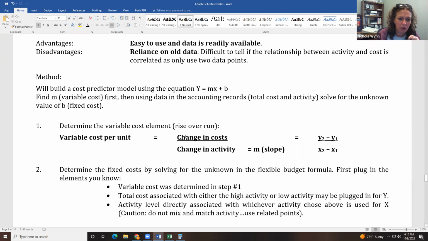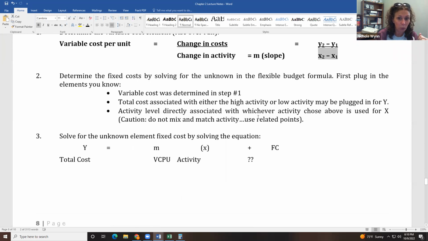And so what we're going to do is pick the highest and the lowest, and we're going to plug in and do y2 minus y1 over x2 minus x1. Once we know the M, we'll take either the high road or the low road, and we'll know the X and Y, and then we'll solve for B.